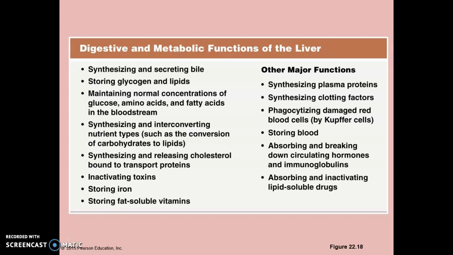So here are some of the functions of the liver: making and secreting bile, storing glycogen and lipids, maintaining normal concentrations of glucose, amino acids, and fatty acids in the bloodstream, making and converting nutrient types, such as converting carbs to lipids, making and releasing cholesterol bound to transport proteins, inactivating toxins, storing iron, storing fat-soluble vitamins, making plasma proteins, making clotting factors, phagocytizing damaged red blood cells by Kupffer cells, storing blood, absorbing and breaking down circulating hormones and immunoglobulins, absorbing and inactivating lipid-soluble drugs.